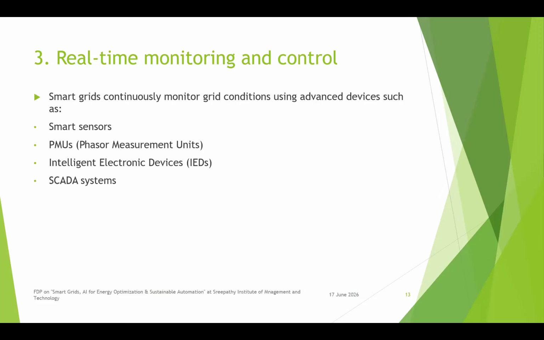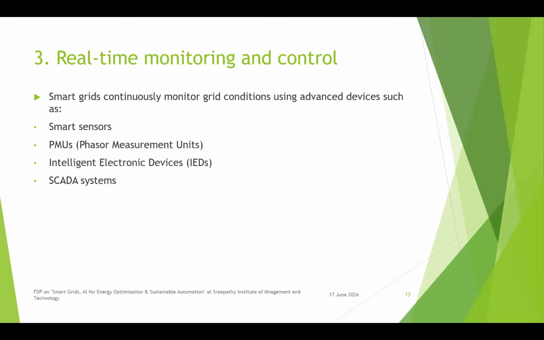Then the real-time monitoring system. In the sense that this smart grid will continuously monitor the conditions. It uses some advanced devices, mainly phase measurement units. Along with smart meters, it has PMUs, that is phase measurement units, then intelligent electronic devices, that is IEDs, then SCADA systems.